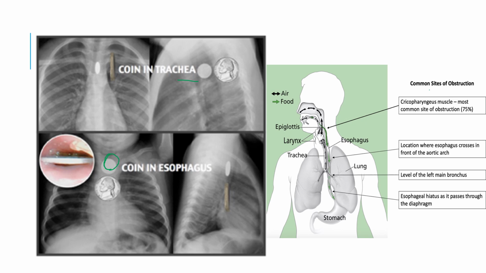These are the common sites of obstruction for the esophagus due to their normal anatomical constrictions at different sites. One at the cricopharyngeus muscle, which is the most common site of obstruction, around 75%. Then where the esophagus crosses the front of the aortic arch. Then at the level of the main bronchus. Then at the esophageal hiatus as it passes through the diaphragm.